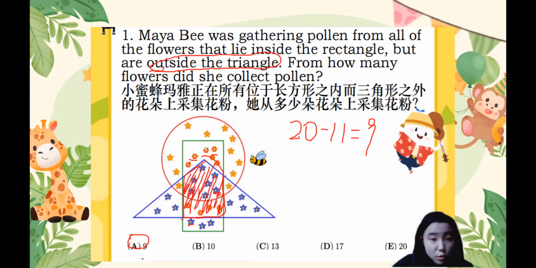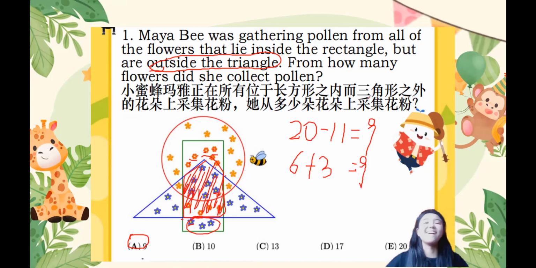So 1, 2, 3, 4, 5, 6. 6 red flowers plus 1, 2, 3. 3 blue flowers. So still 9 flowers. Okay, that's for the first question. Let's look at the next one.